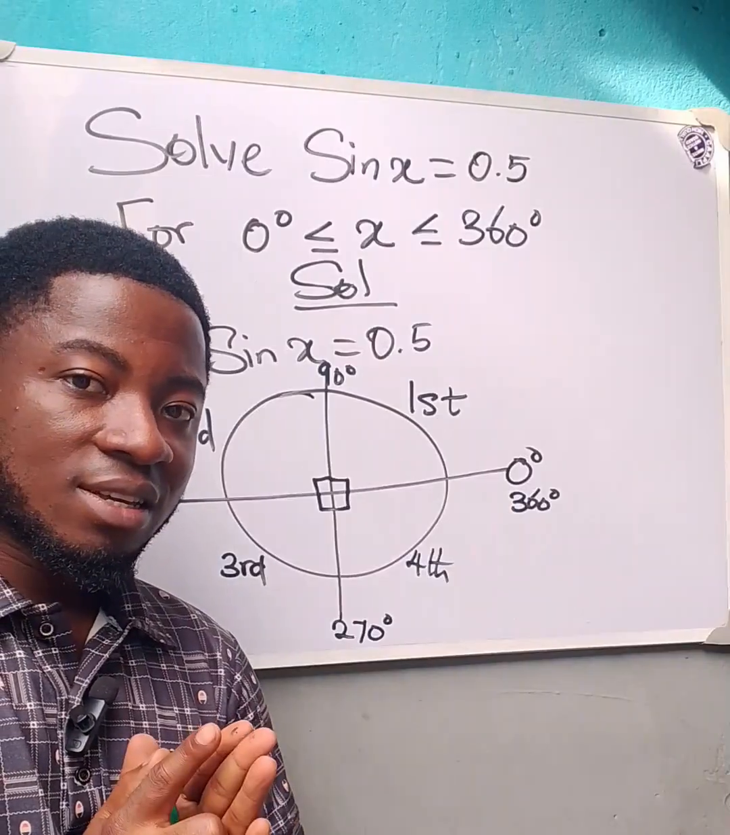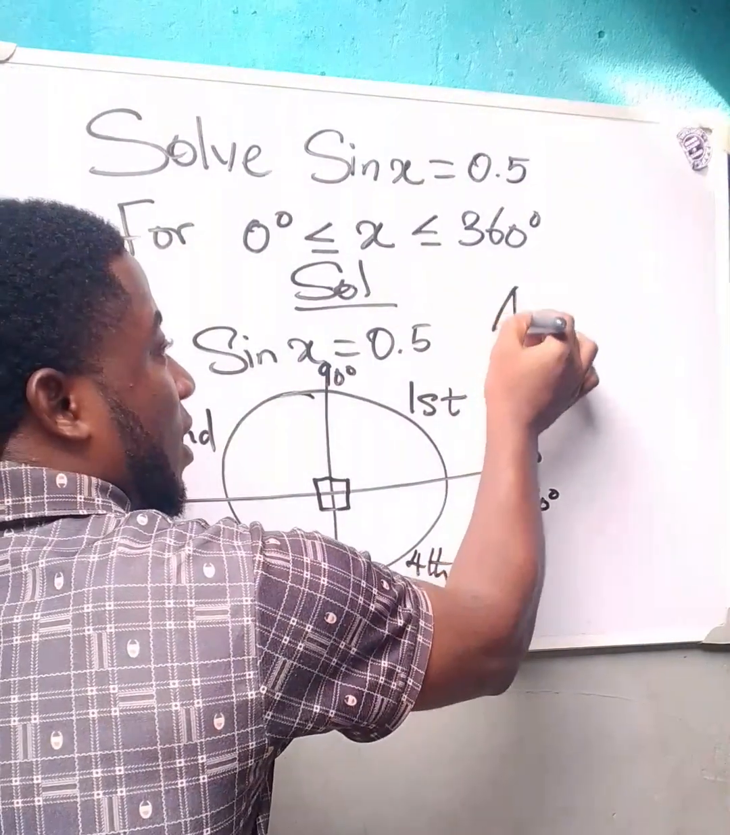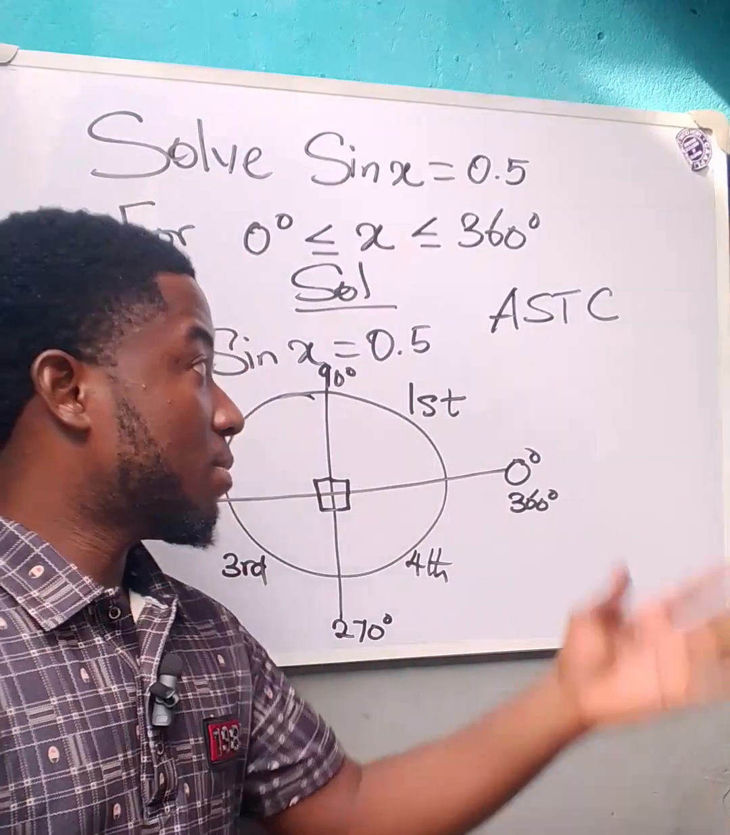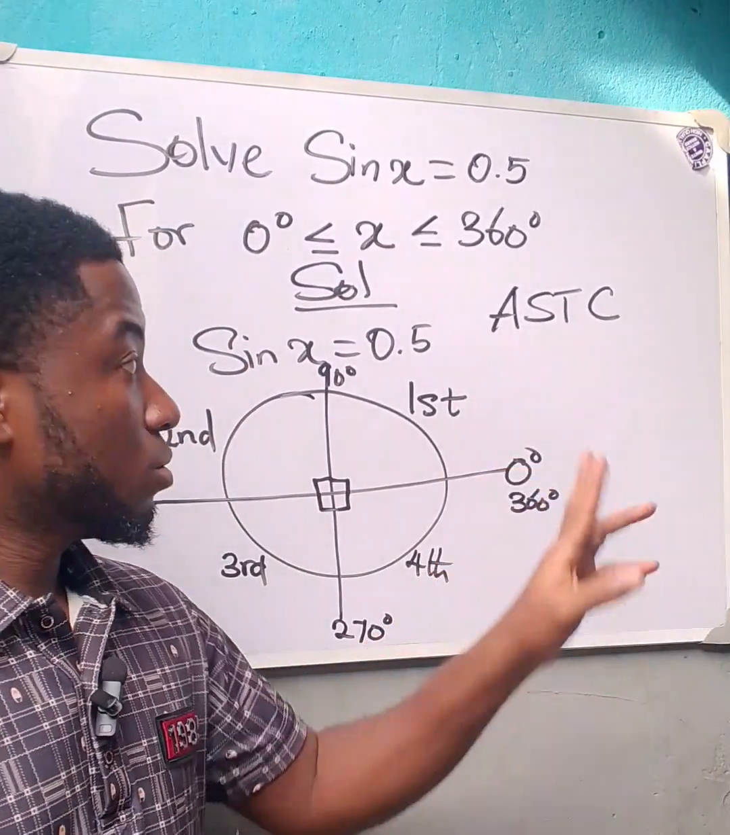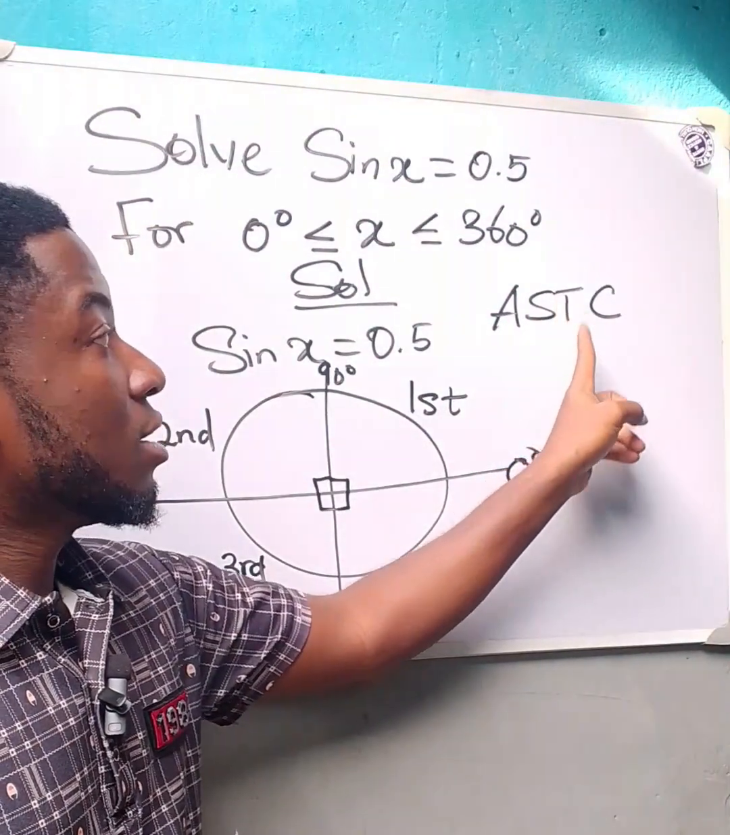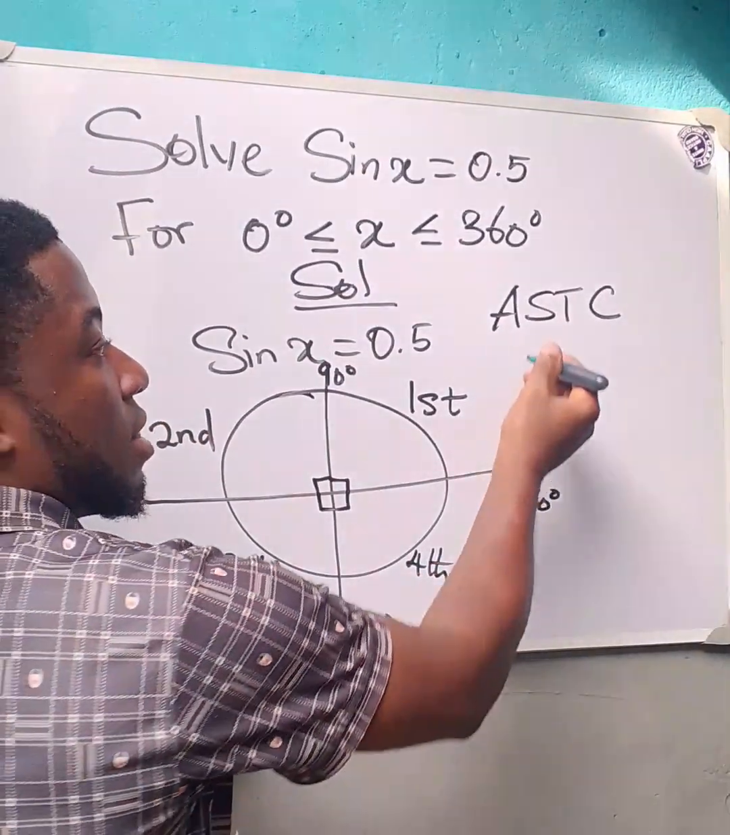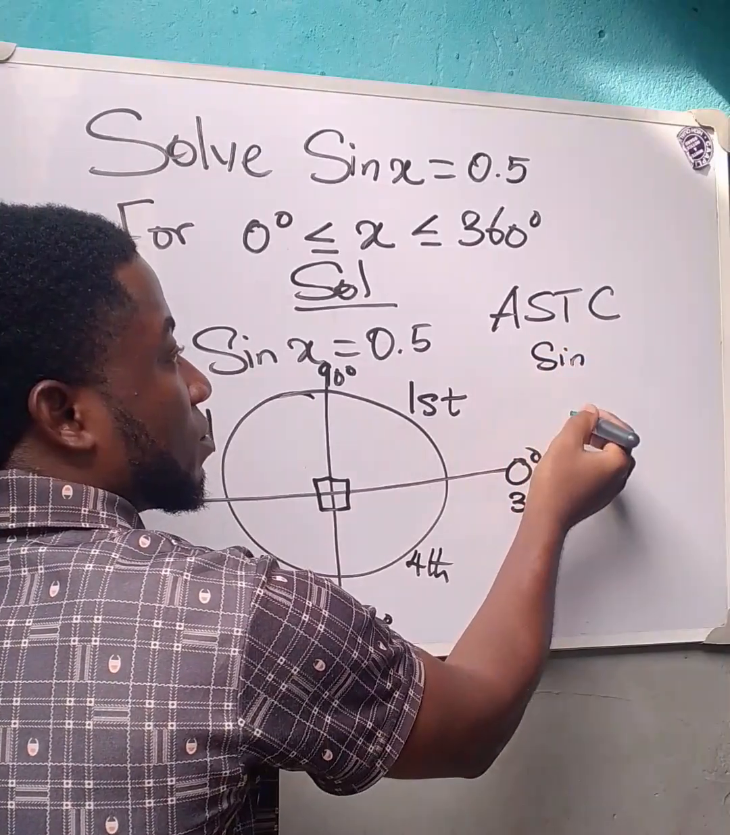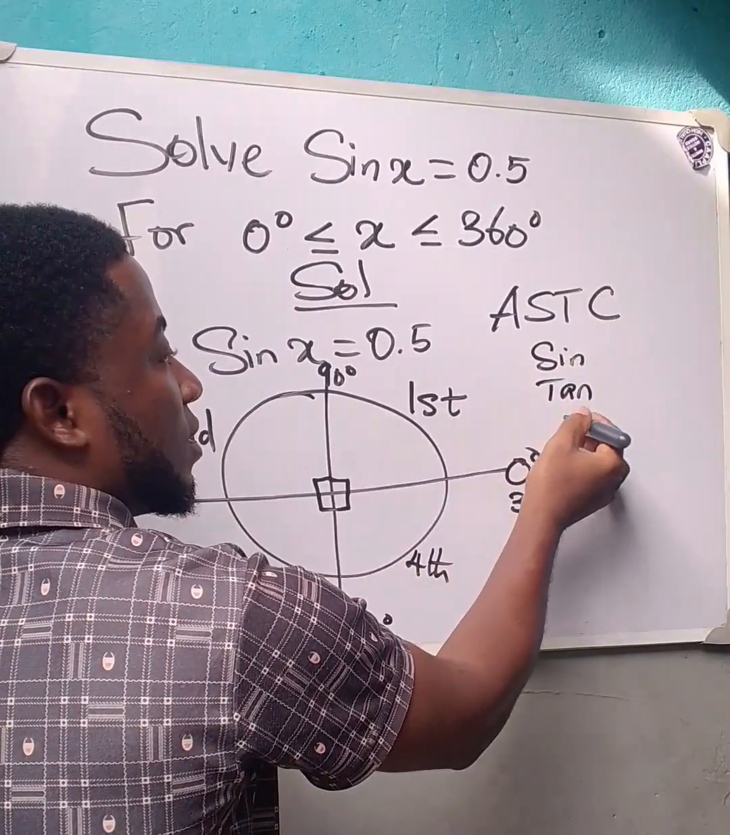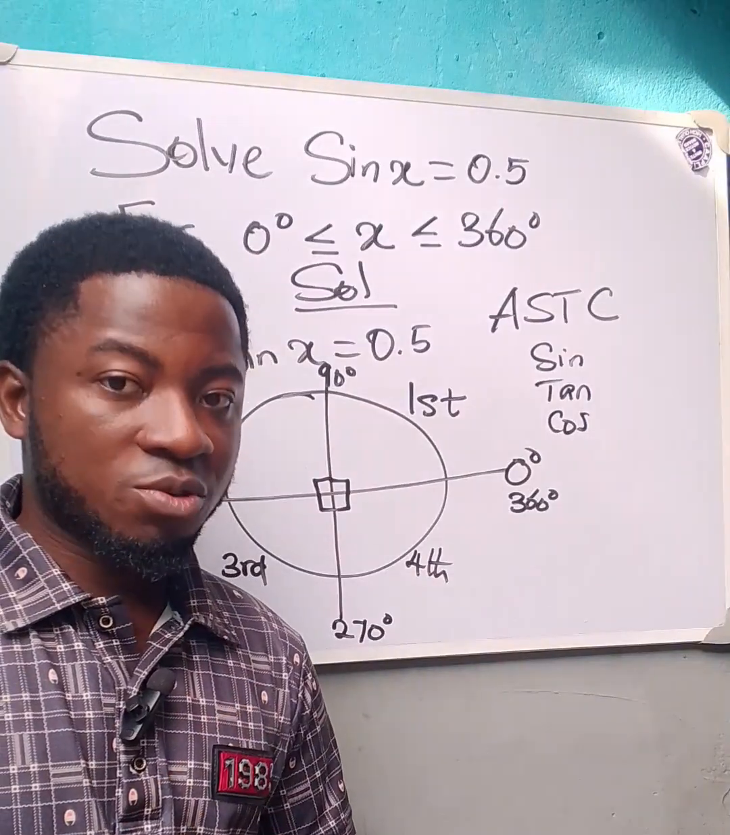But there's this acronym that we need to know. We call it ASTC. You can use anything to remember this. Some people say this is All Students Take Chemistry. But remember that S here is for the sine, T is the tangent, that is tan, and then the C is the cosine. So all students take chemistry.